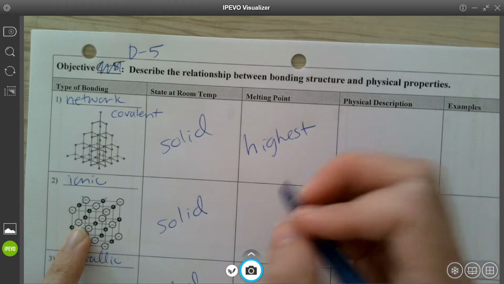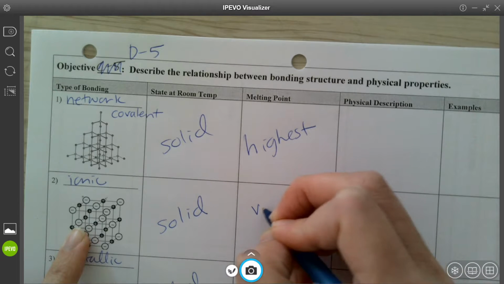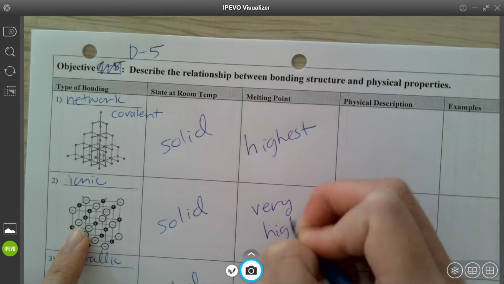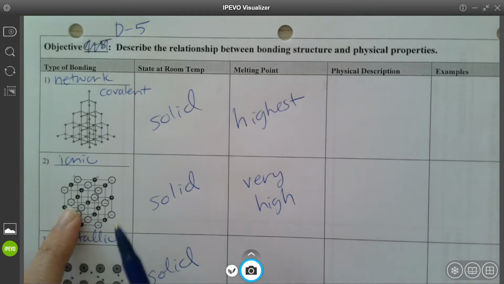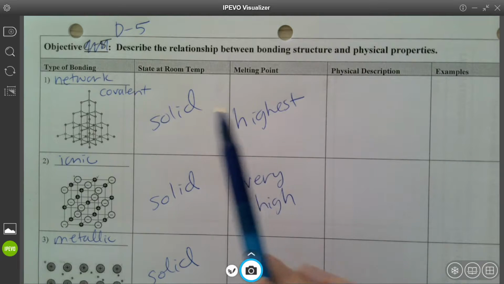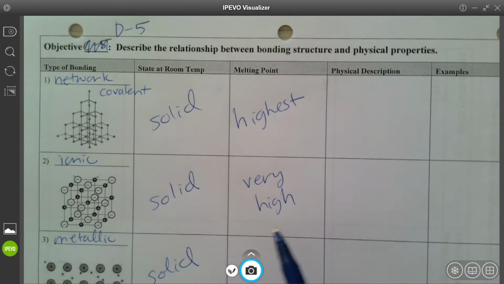Ionic substances, they're not as high as that. I would say ionic substances have a very high melting point. Some ionic things will melt on a Bunsen burner, whereas the network covalent, I don't think we could ever get that to happen. But ionic things are very hard to melt. You'll notice the ionic things did not melt on the hot plate. But on a Bunsen burner, maybe. I think there's a lab later this year where we do melt an ionic substance on the Bunsen burner.